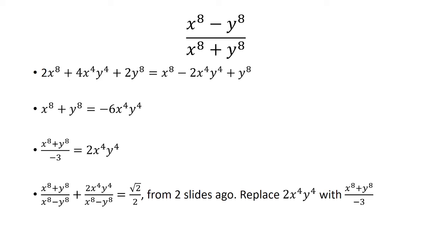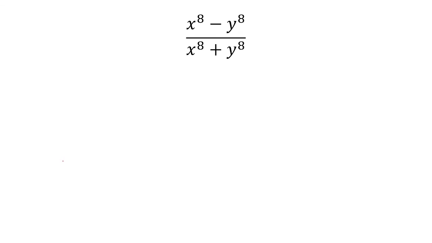So from 2 slides ago, we had two fractions. So one of the fractions was good. The other one, we want to make a substitution. So we're going to replace 2x to the 4th y to the 4th with x to the 8th plus y to the 8th all over negative 3. So the negative 3 is, we're technically dividing the numerator by negative 3, which you can factor out in front as just negative 1/3 times that.